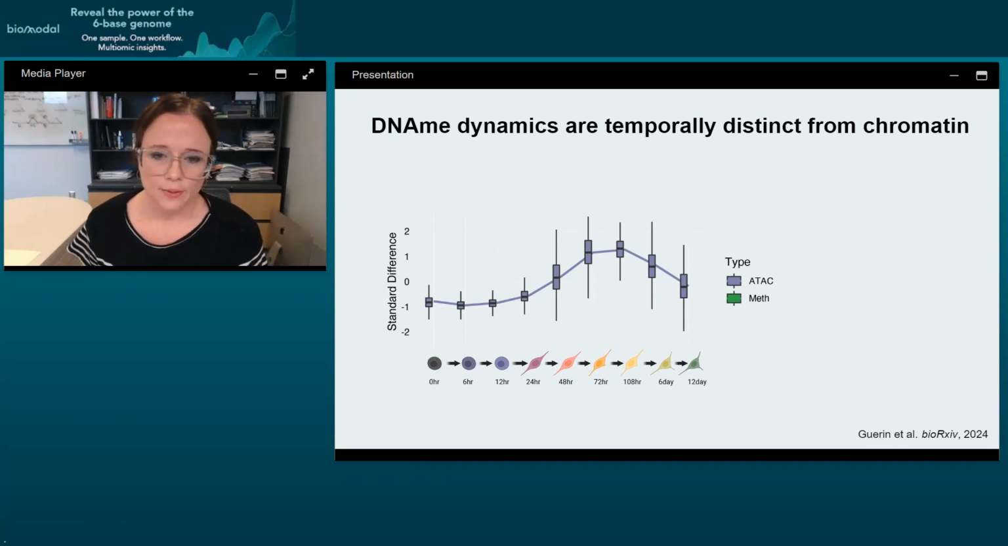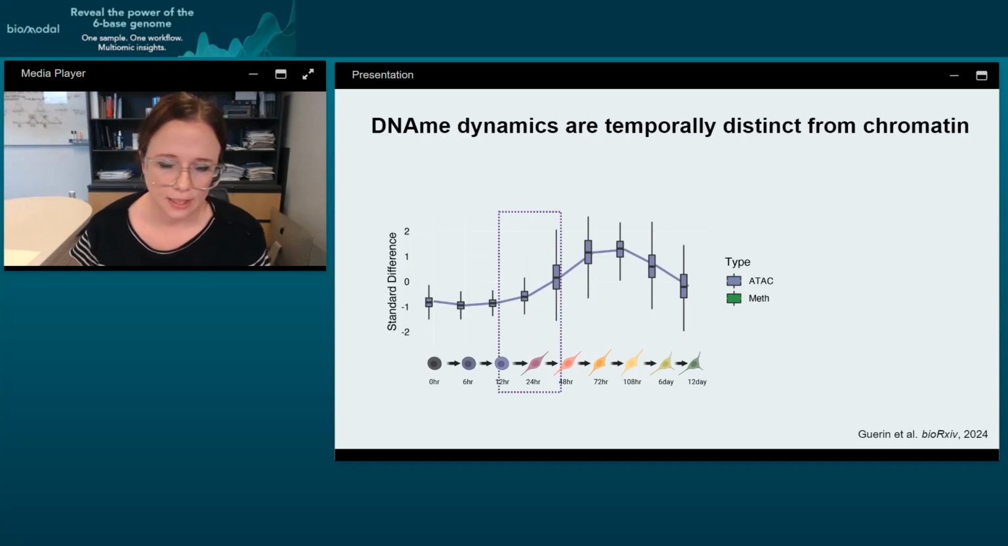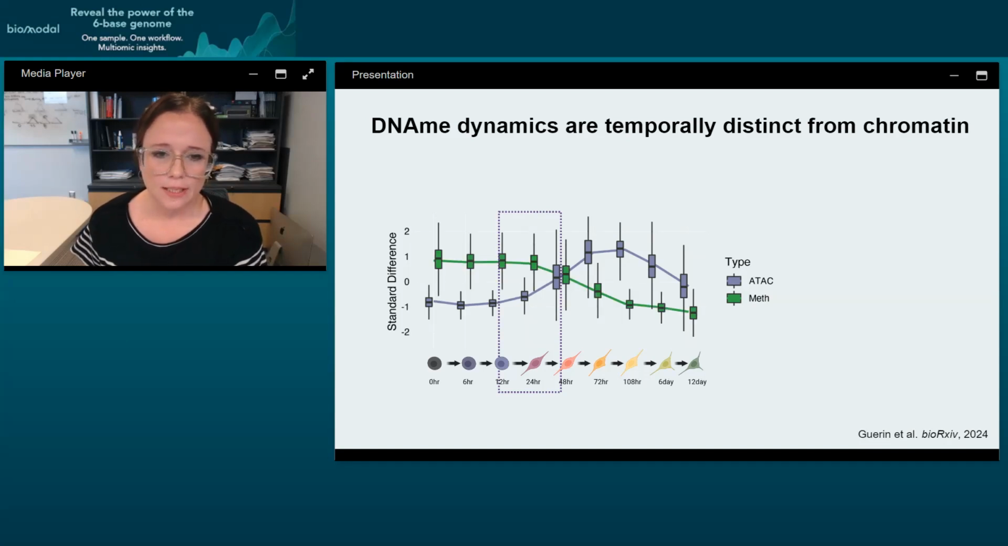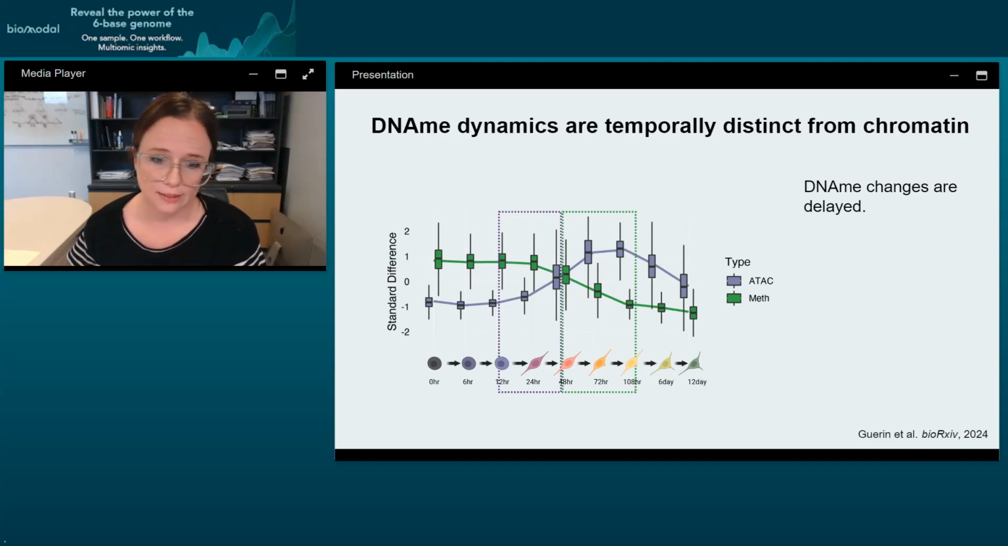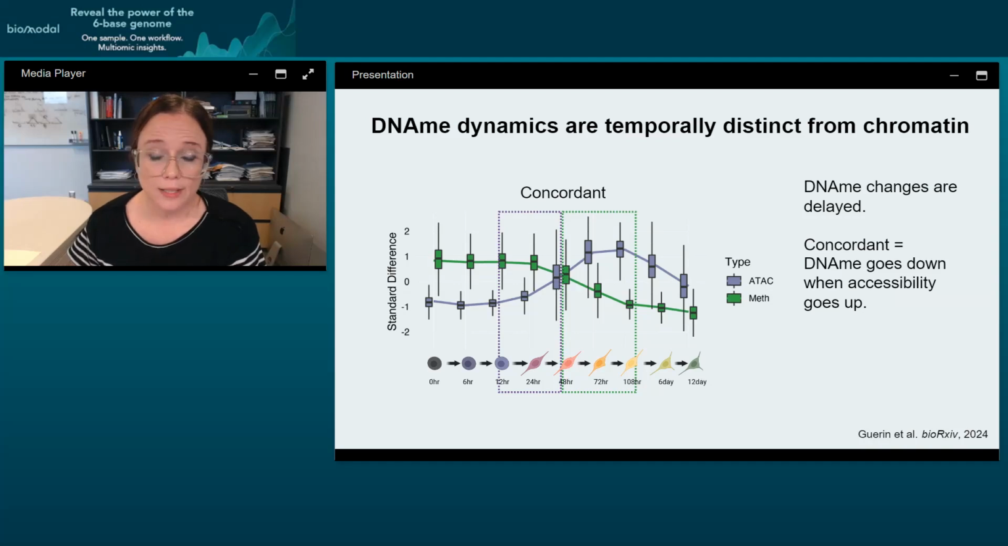the time course. And this is the ATAC line, so the chromatin accessibility line. So you see that there's a really strong induction of chromatin accessibility that begins to happen as early as 24 hours. But in terms of methylation, the highest amount of demethylation is happening subsequent to the changes in chromatin accessibility, between 48 and 108 hours of differentiation, which is equivalent to 4.5 days. And so DNA methylation changes are delayed. But we do see that they're at least in some cases concordant. So early on in the differentiation time course, when accessibility goes up, DNA methylation goes down. It's just delayed relative to accessibility.